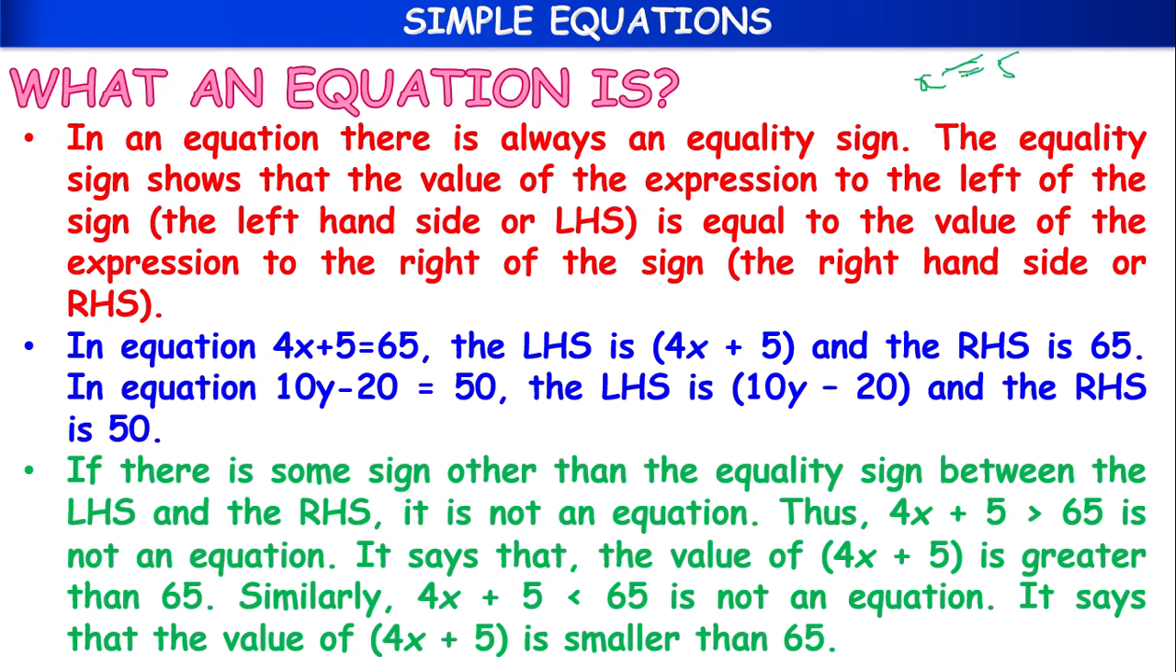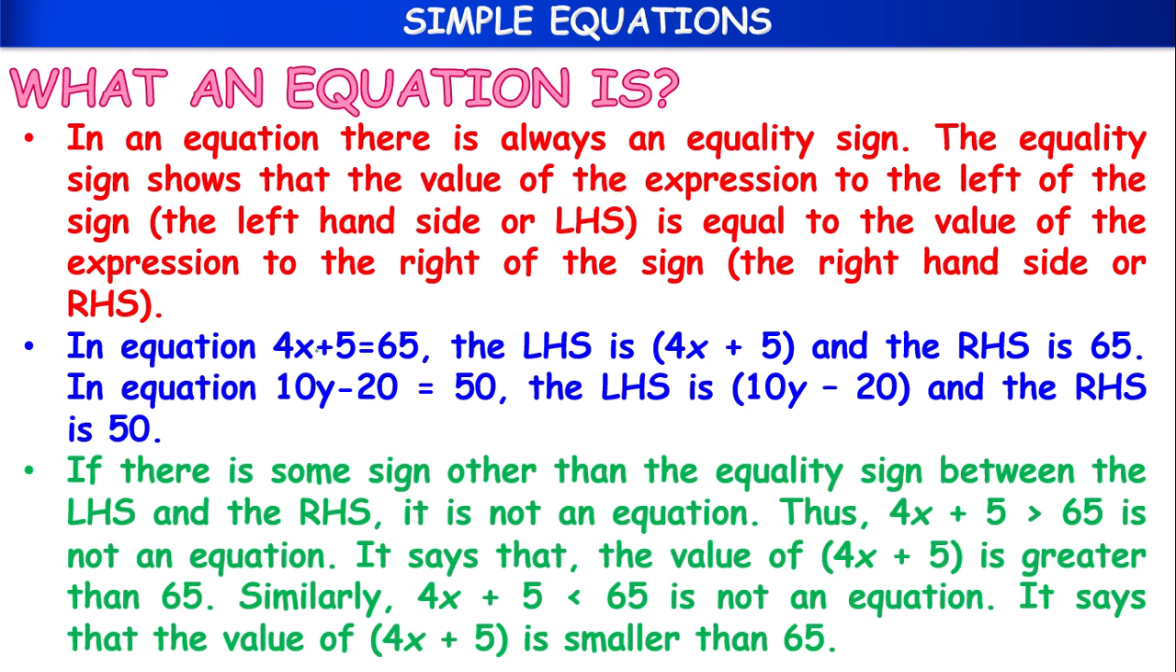The equality sign shows that the value on the left hand side of the equality sign is equal to the right hand side of the equation. The left hand side value is termed as LHS, and the right hand side value is considered as RHS. So the equality sign tells that LHS is always equal to RHS.